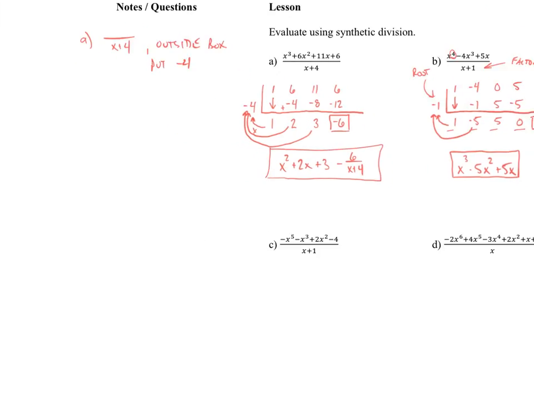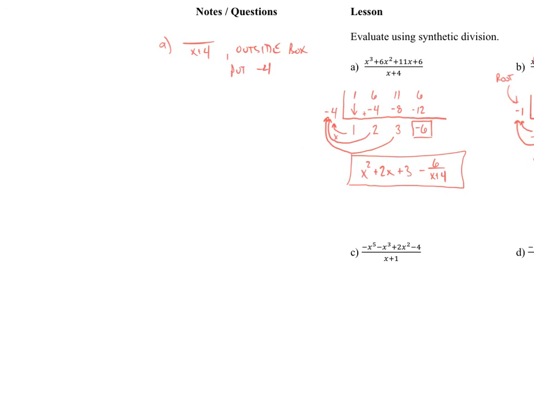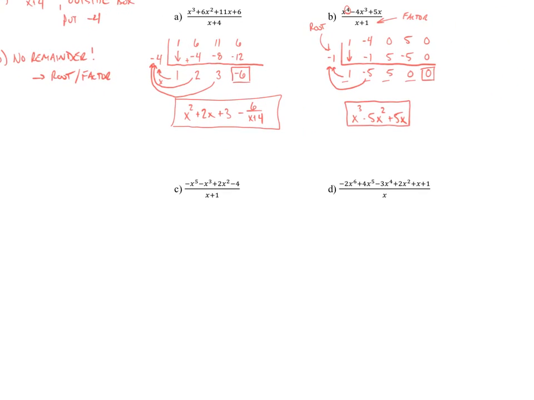So you may want to make a note to yourself. I know that we already know this, but in B, no remainder. That means we found a root and we found a factor of that polynomial. All right, I'm going to do a lot of skipping ahead in these next two examples, but you'll be able to see me complete them.